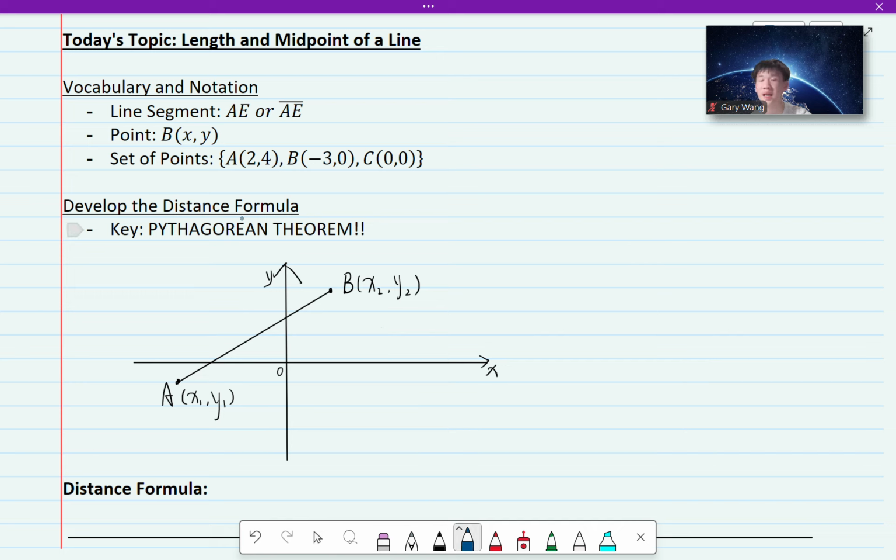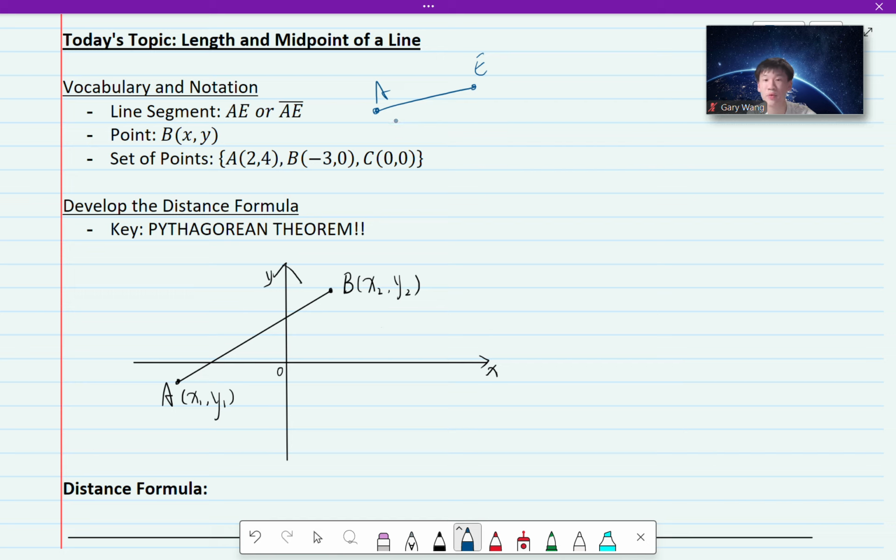We use two capital letters to indicate the two endpoints, and sometimes we also use a dash on top of these two letters. So, for example, if we have a line segment like this with two endpoints, point A and E, we can say this is line segment AE.